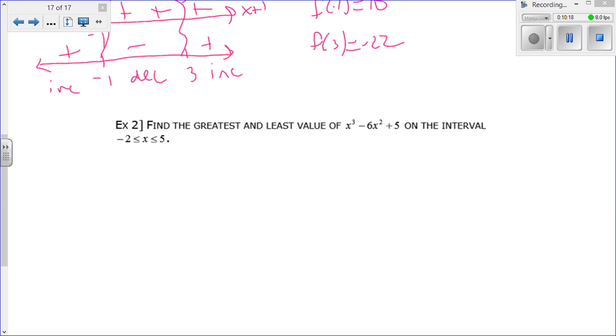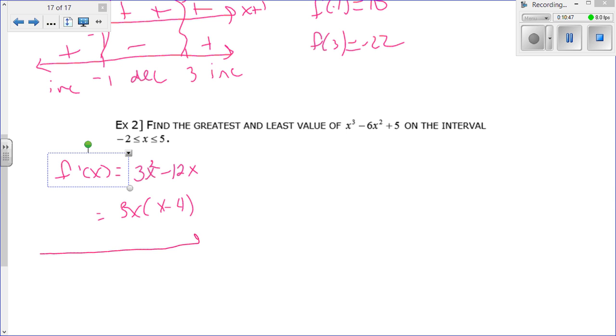Find the greatest and least value of x cubed minus 6x squared plus 5 on the interval -2 to 5. Well, let's take our derivative. So our derivative is 3x squared minus 12x. We have a GCF of 3x, so we're left with x minus 4.